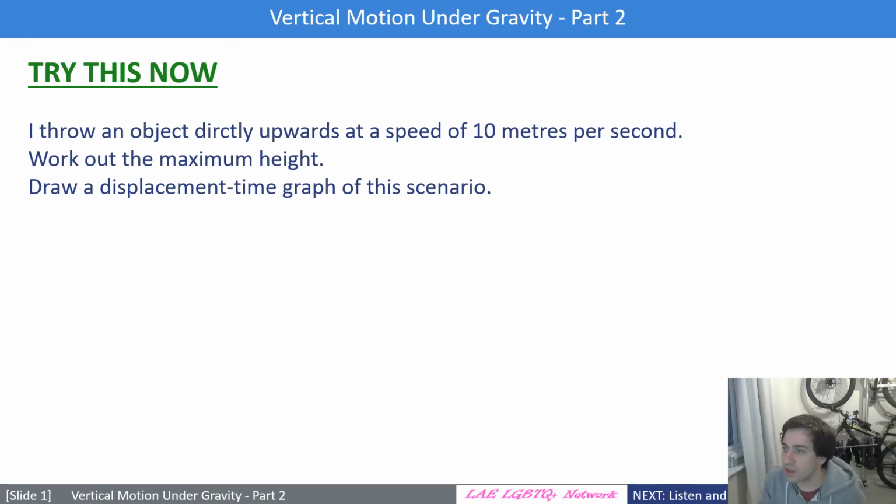And then the thing that I then want you to do is to draw what you think the displacement time graph for this looks like. So to be specific, I want you to draw the displacement time graph from the time when it first leaves my hand to when it lands back on the ground. Okay, so it's the full up and down motion. What does that look like on a displacement time graph? And there'll be certain details I'm looking for when you try and draw that. So give it a go, work out the maximum height, then draw the displacement time graph with key values on it. You can pause the video now, give it a try.